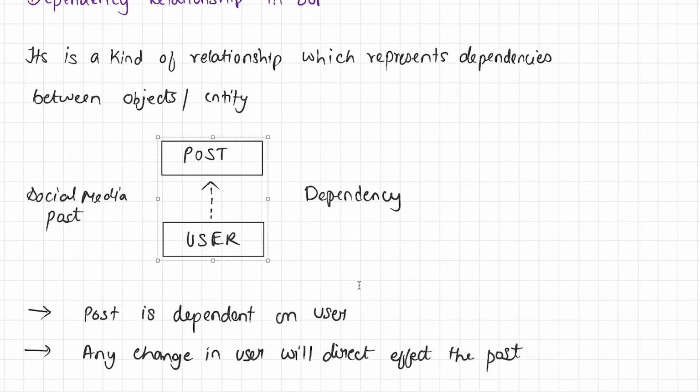So guys, there is one thing that we should be aware of: the user is associated with this post and the post is dependent on the user, which means if we make any change to the user object or user class, it will directly affect the post class or post object, right? And it is so obvious that if the post is dependent on the user class or user object, whenever we make any change to the user object, it will impact or affect the post. If we delete the user, then it should be possible that the post should also be deleted, isn't it?